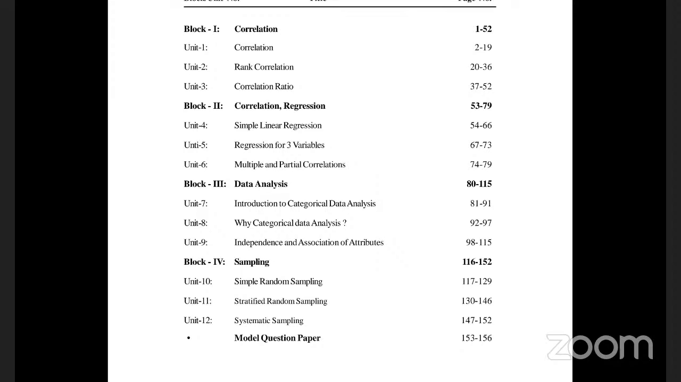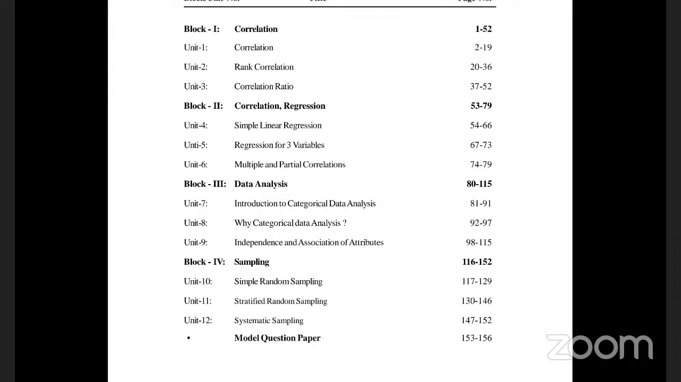Now, in sampling, there is simple random sampling, and next stratified random sampling and systematic sampling. These are the three kinds of sampling we have. That total is called sampling theory. Today we will complete the total sampling theory.